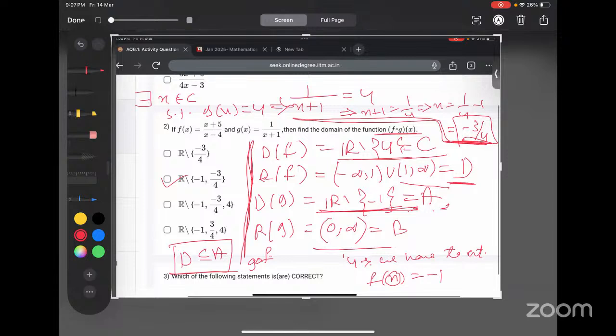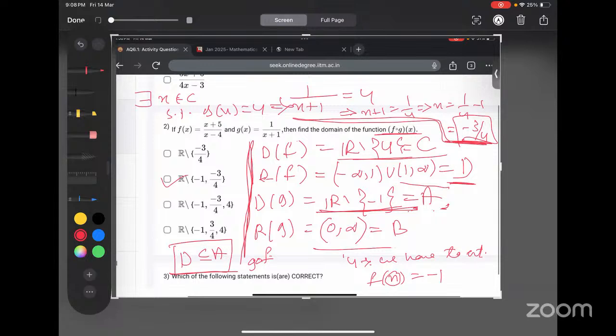Ma'am, I have a query. If we go with the original method, if I substitute g of x in f of x, I'm getting the value 5x plus 6. Yes, you can always do that. But sometimes you may have a complicated function, and you may not be able to substitute. In that case, you can find it this way. Otherwise, if you are able to directly calculate the function, then you know how to calculate it, right?